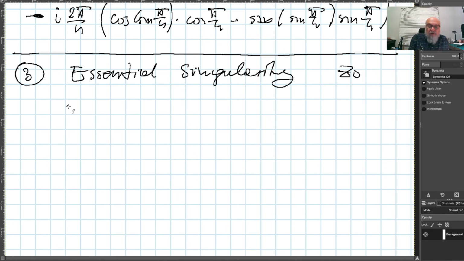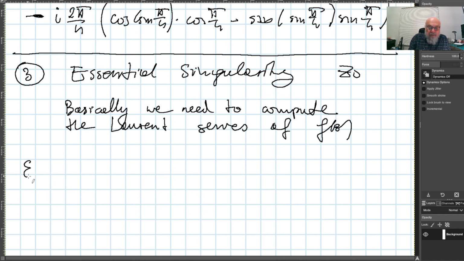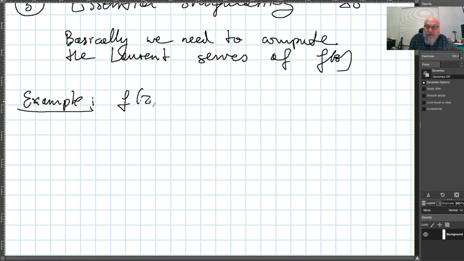residue you need here. So basically we need to compute the Laurent series of f of z. So quick example. In this case, it will be the function f of z, just for simplicity, the one that we considered in the previous lecture.